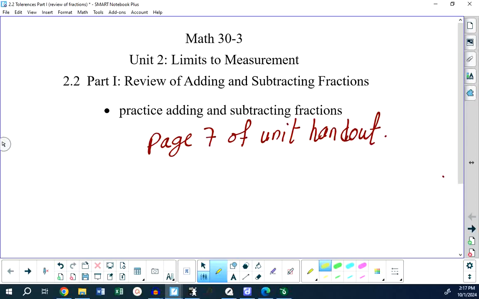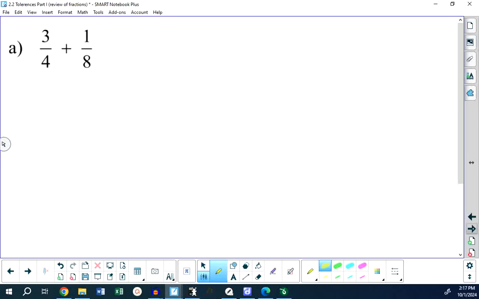If you follow along, it should be easy for you, but you have to focus here. So we're going to practice adding and subtracting fractions, and then move on and look at something which we call tolerance, which is going to be very closely connected to precision and uncertainty, but it's a little bit different, okay?